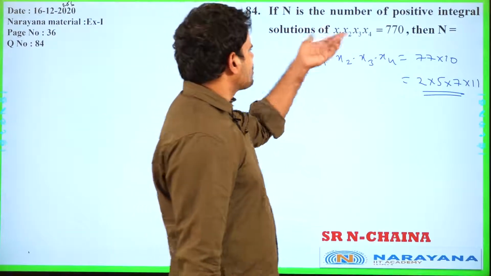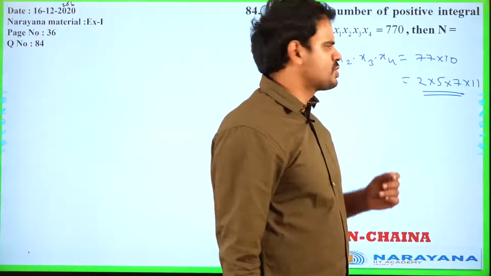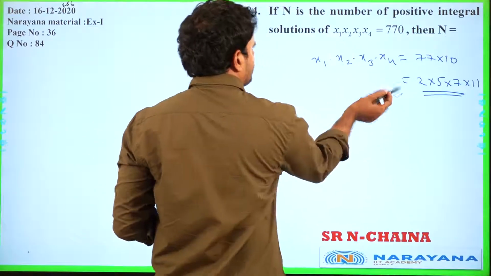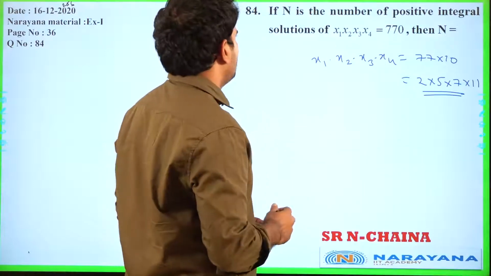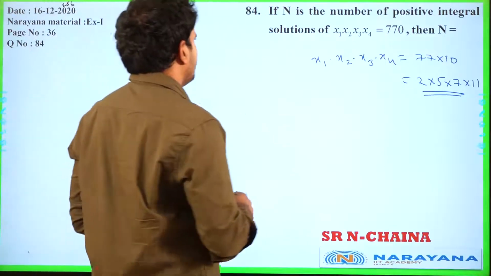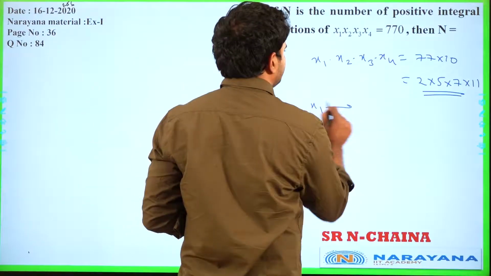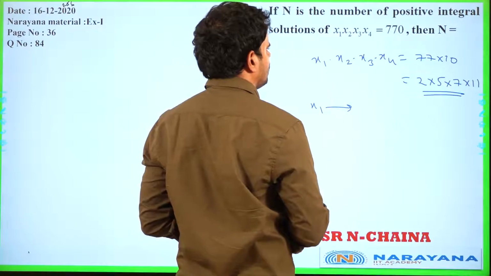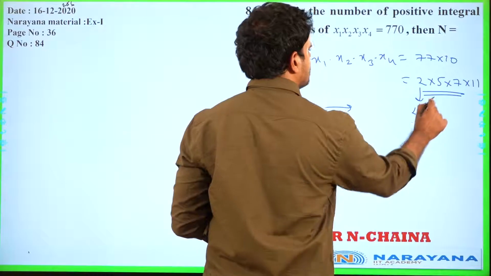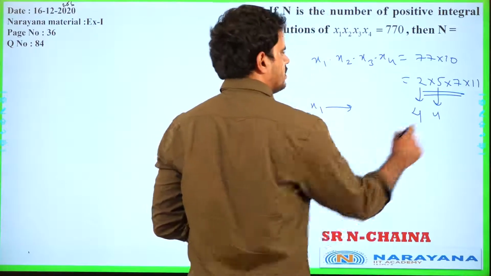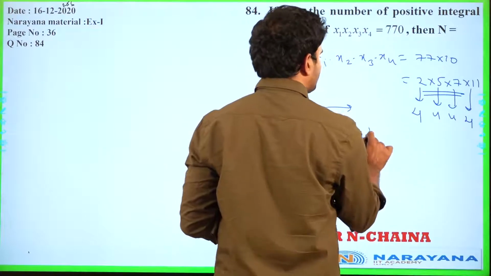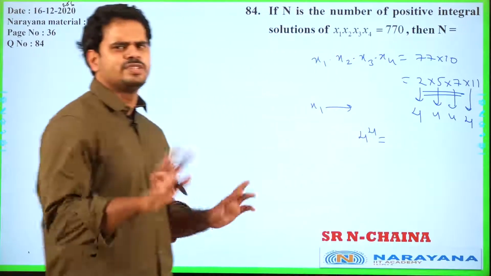Now, the number of positive integral solutions. So what can I do? That's the most important question here. We require, see, how many things we have? In x1, how many places can I keep? Or rather, I will go in reverse. 2 can be kept in how many places? 4 places. 5 can be kept in 4 places. 7 can be kept in 4 places. 11 can be kept in 4 places. So it becomes 4 power 4. Only simple logic.